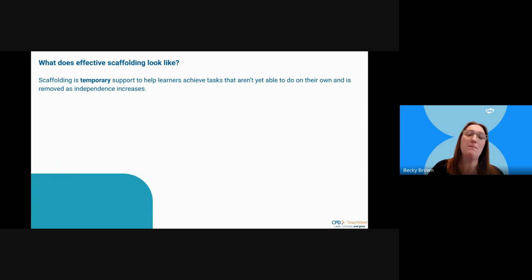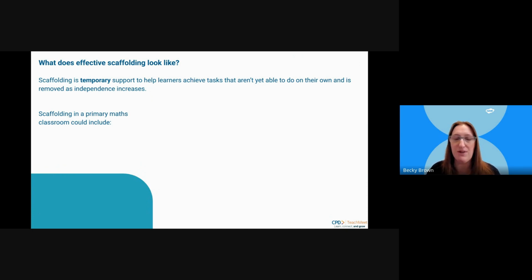And we'll talk a little bit more later about the concrete-pictorial-abstract approach and how we can use that effectively. But the whole point of a scaffold is to help learners achieve tasks that they aren't yet able to do on their own. And then as their independence and maybe confidence increases, those scaffoldings are gradually removed to enable them to access things more independently. That's our ultimate goal.